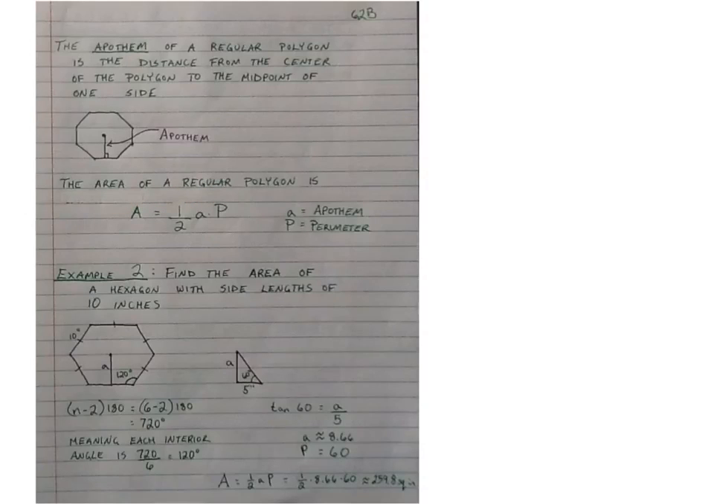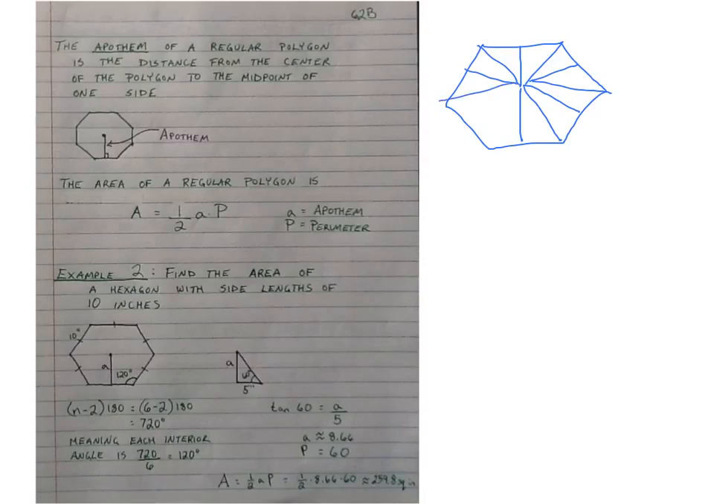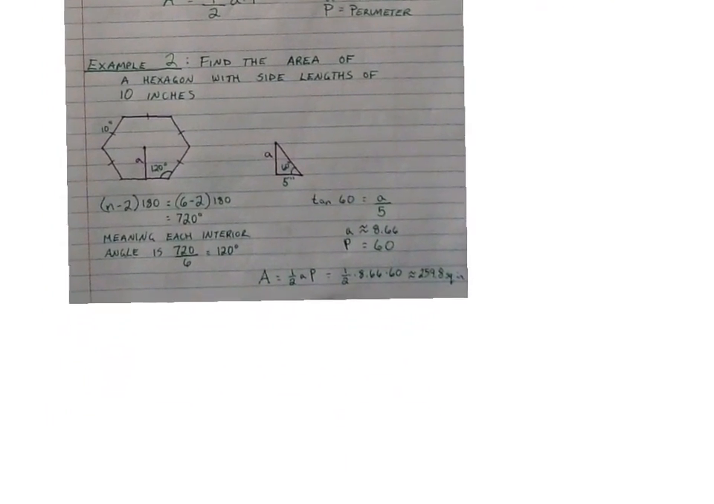I won't show how this is derived too specifically, but if you want to explore it yourself, the basic idea is you have several triangles that are being added up to get the area. So example 2 walks us through this. Find the area of a hexagon with side lengths of 10 inches. I'm just going to pull this up and zoom in.